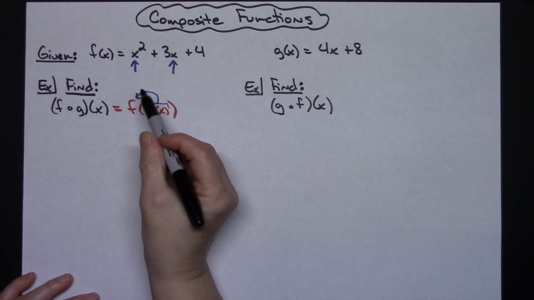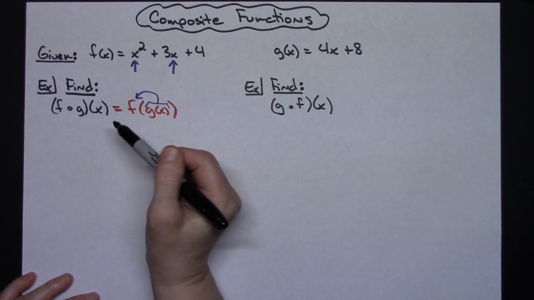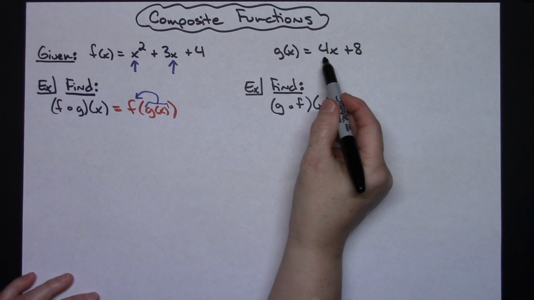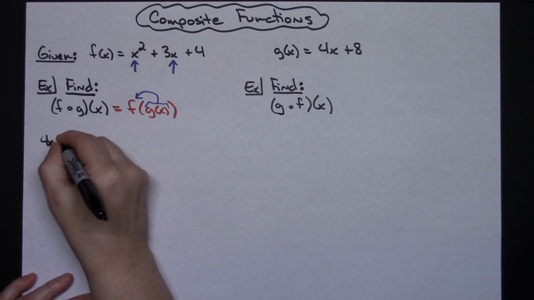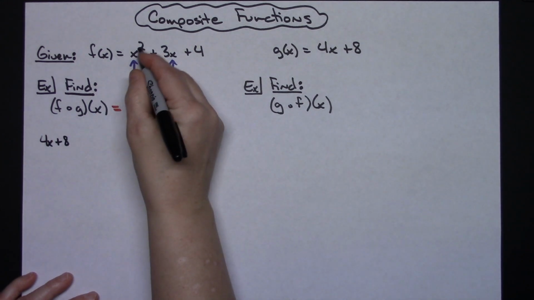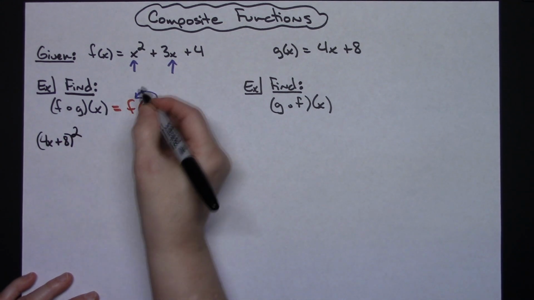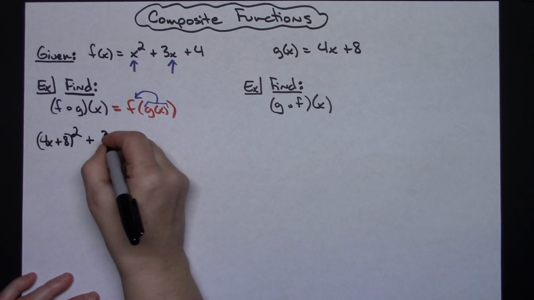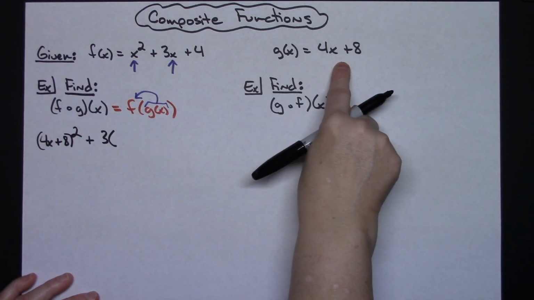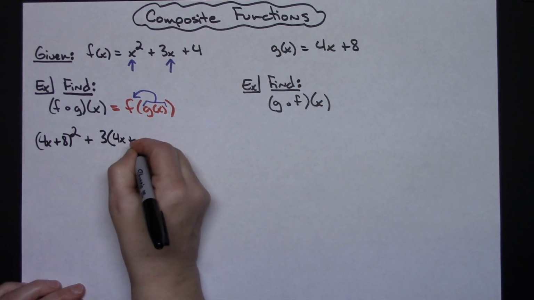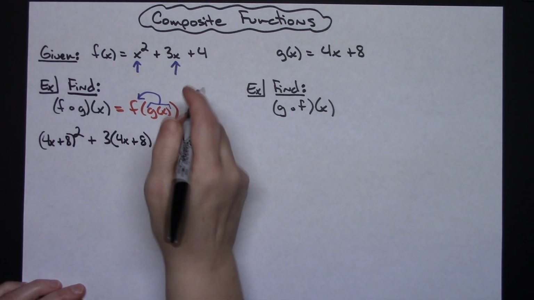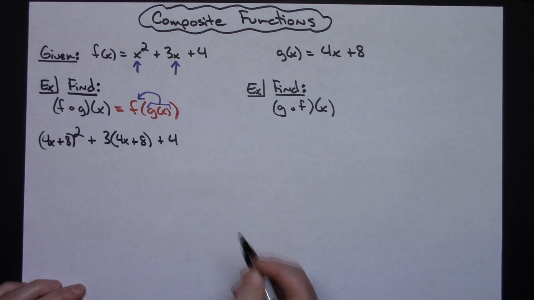That's what we're going to do first. We're going to take the entire g function and put it in two locations inside the f function. So that 4x plus 8 is going to go right there. So I'm going to have a 4x plus an 8, and then to the second power. I'm going to have a plus 3 times the 4x plus the 8 because we're putting it in right there. So 4x plus 8, and then I just finish out the function with a plus 4.